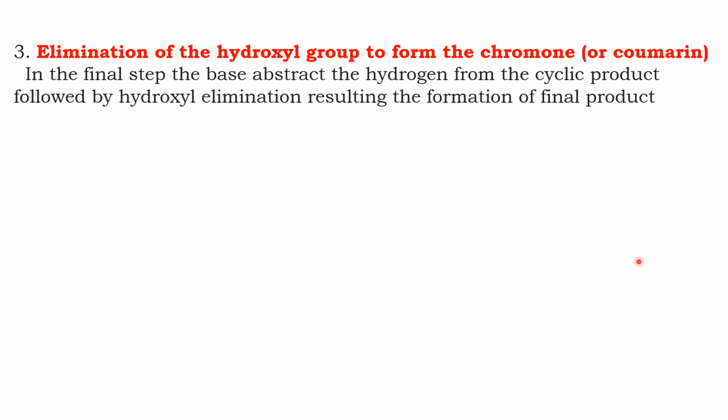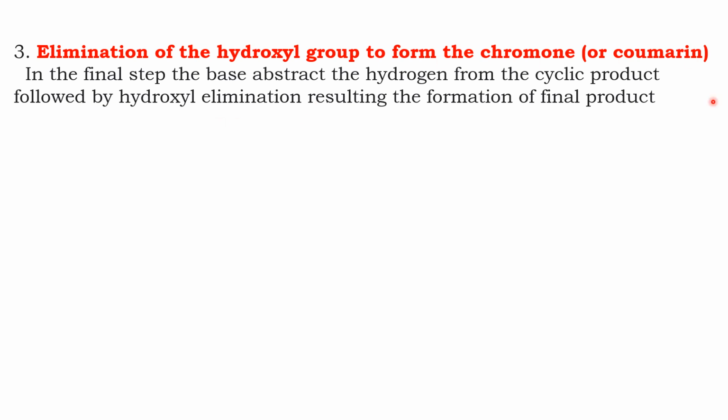Now finally, in the last step, it happens when the base abstracts the hydrogen from the cyclic product so that elimination of hydroxyl occurs. As a result, we get the final chromone or coumarin. So the base will come and abstract the H plus ion so that OH minus will be eliminated out, so that the final product will be formed.